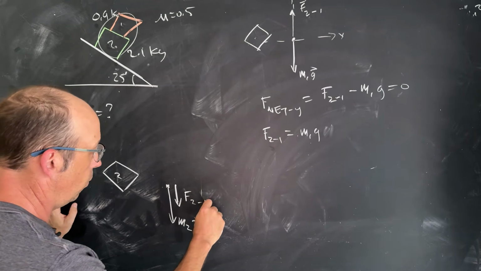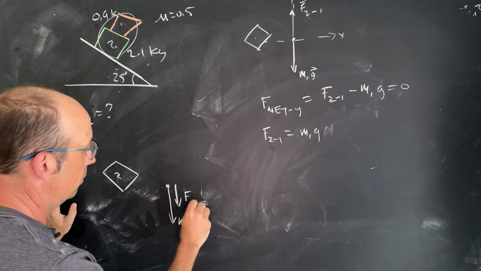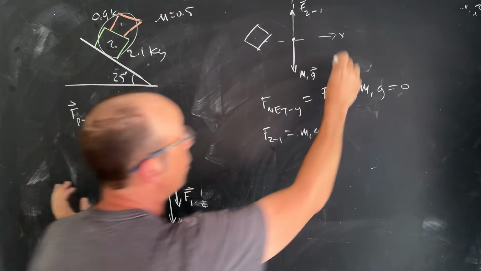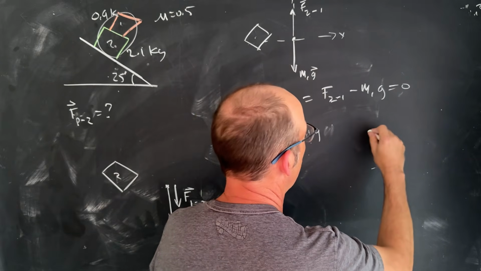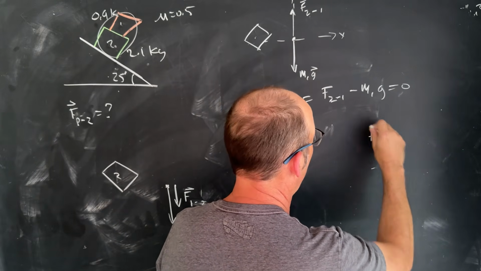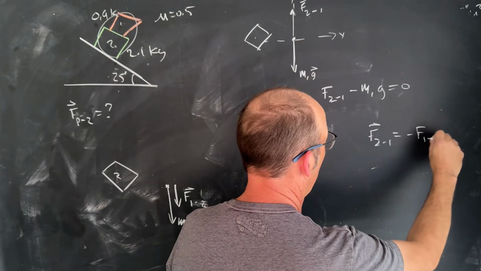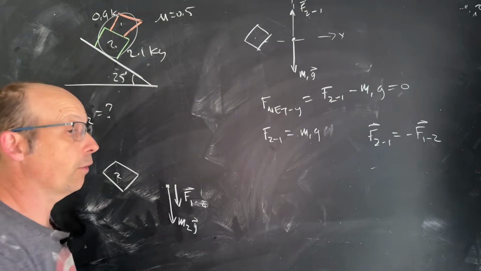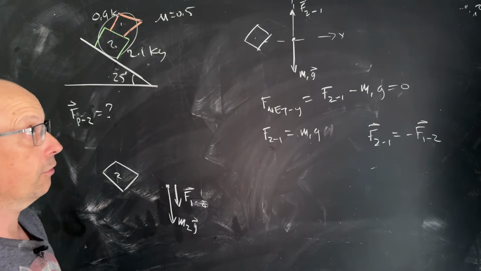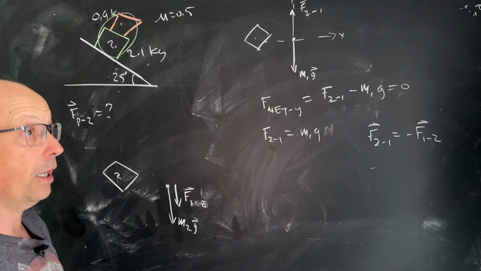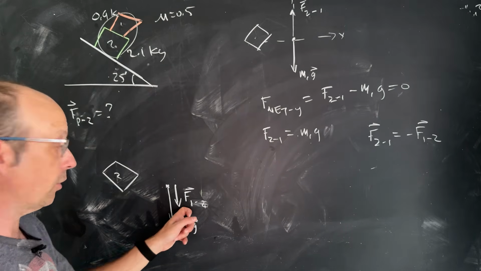F2 on 1. Remember, Newton's second law says that, and Newton's third law: F2 on 1 is equal to negative F1 on 2. For every force, there's an equal and opposite force. Forces come in pairs. So if block 1 pushes up, block 2 pushes down on block 1. And so it has to be down.